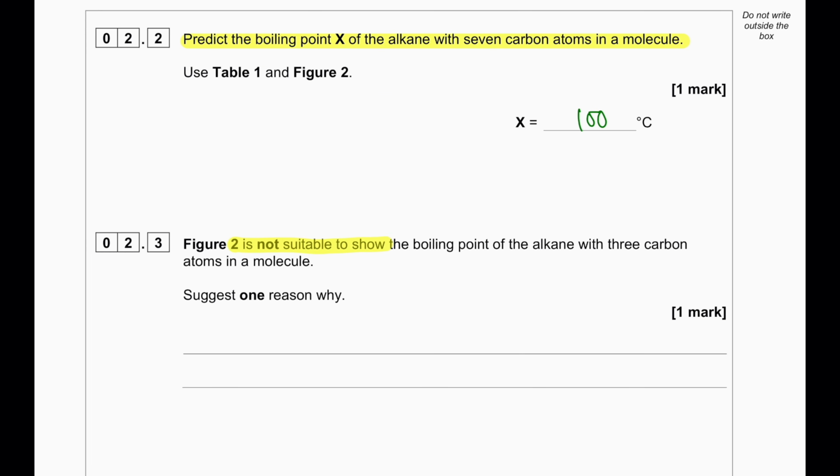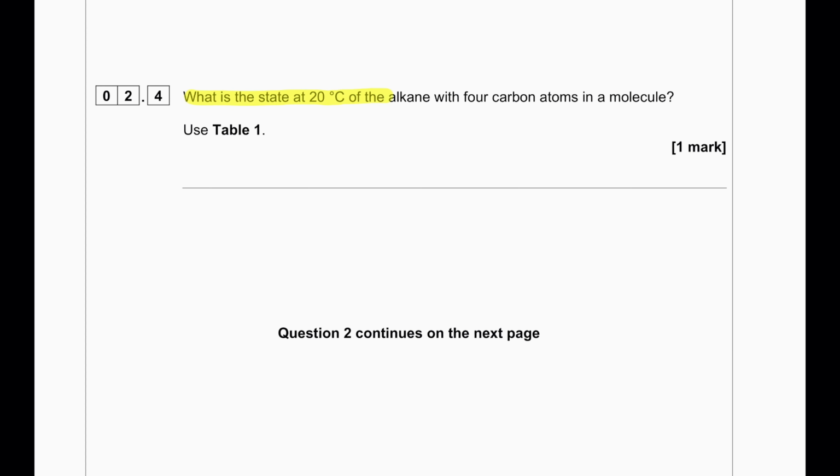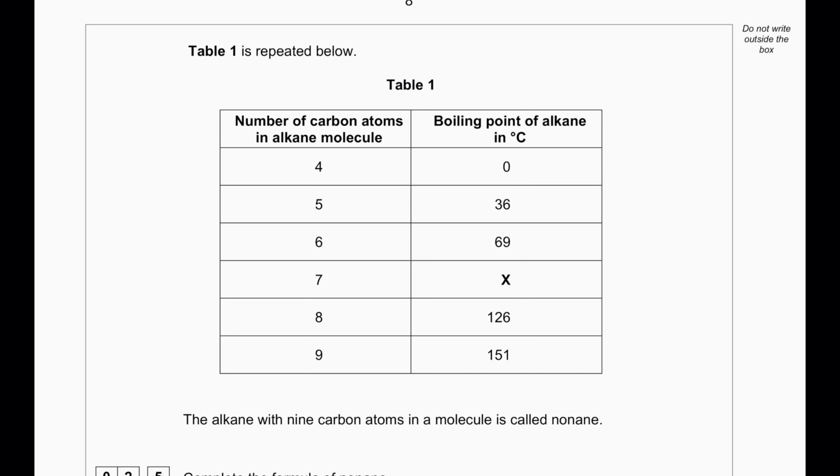Figure 2 is not suitable to show the boiling point of the alkane with 3 carbon atoms in a molecule. Suggest one reason why. The boiling point of a 3 carbon containing alkane will be lower than 0 degrees Celsius, and Figure 2 doesn't have that space. What is the state at 20 degrees Celsius of the alkane with 4 carbon atoms in a molecule? Since the boiling temperature for the 4 carbon alkane is 0 degrees Celsius, it's going to be a gas.